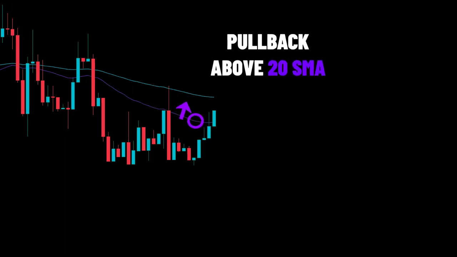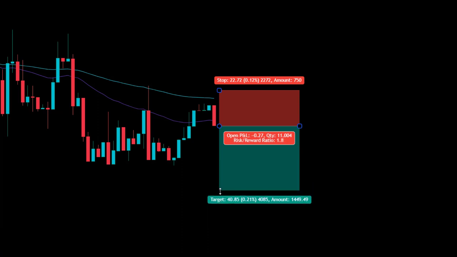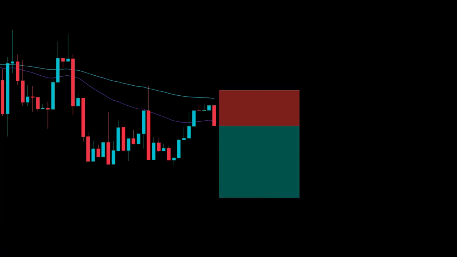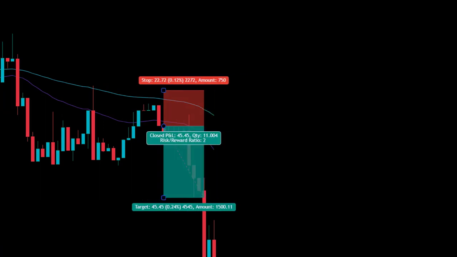Once again, the area between the 20 and 50 SMA is the one that draws our attention. Indeed, as soon as the price drops below the 20 SMA again, we open our selling position and set the stop loss above the 50 SMA and our target twice as low. As you can see, this was another nice profitable selling position.